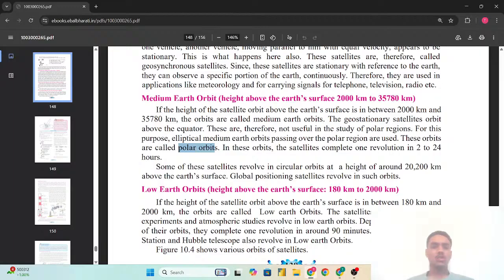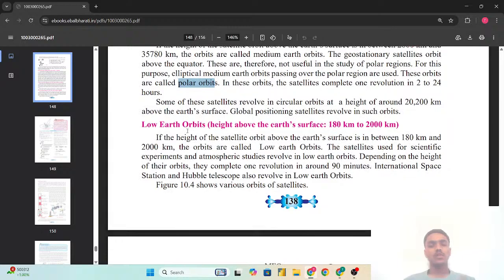So next is the low Earth orbits. Height above the Earth's surface, that is 180 kilometer to 2000 kilometer. So if the height of the satellite's orbit above the Earth's surface is in between 180 kilometer and 2000 kilometer, orbits are called the low Earth orbit. So low Earth orbit की जो height है, that is 180 kilometer से लेके 2000 kilometer तक.